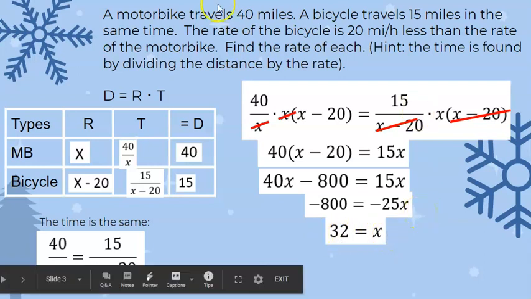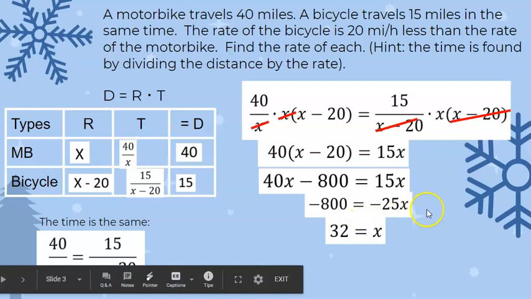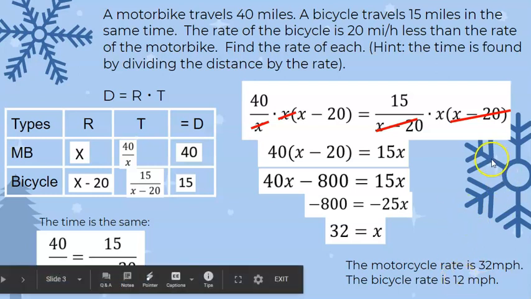Now, if you remember, x represented the rate of the motorcycle. So I know that the motorcycle is going 32 miles an hour, which means that if I subtract 20 from that, I will get the rate of the bicycle, and that will be 12 miles per hour.